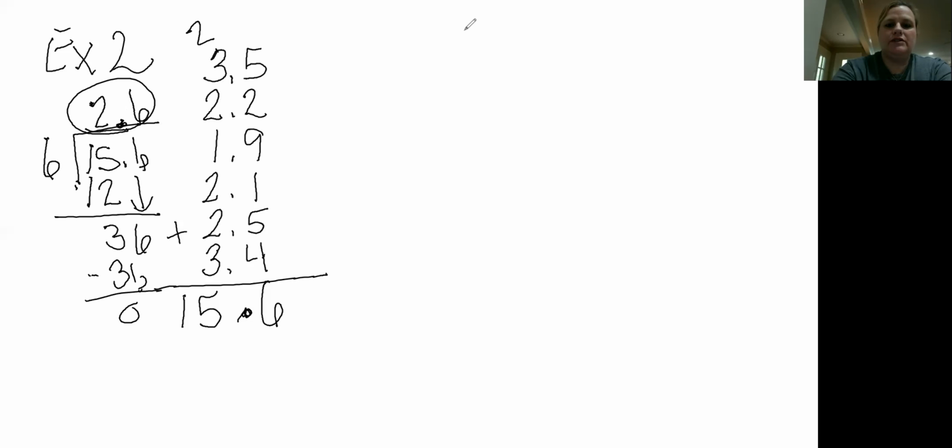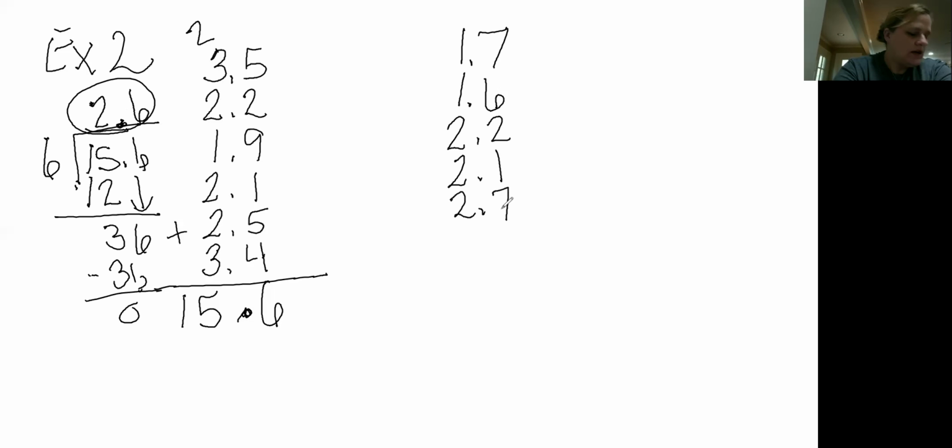City 2 is 1.7, 1.6, 2.2, 2.1, 2.7, and 1.7. Make sure there's 6 numbers, 1, 2, 3, 4, 5, 6, okay?